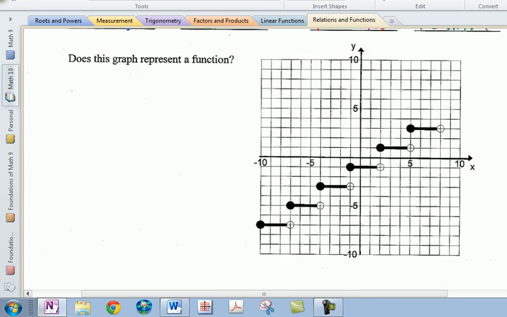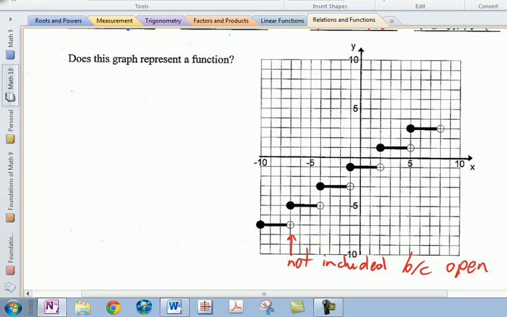So what about this tricky one here? Does this graph represent a function? If you do the vertical line test, it looks right at this point here, these points here, that it fails the vertical line test, when in fact it doesn't. Okay, so what we have here is this point is not included because it's an open circle.